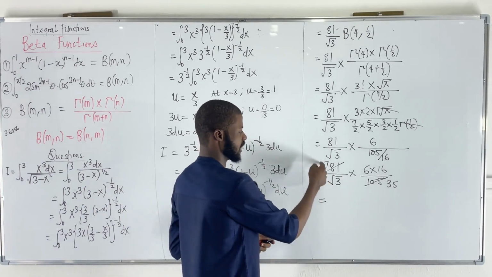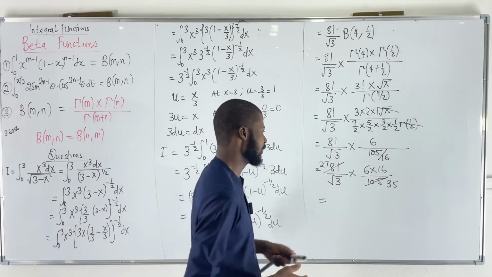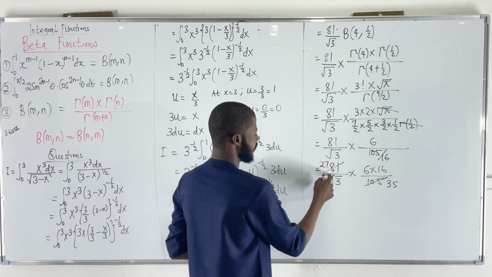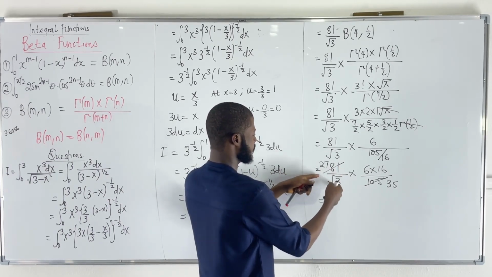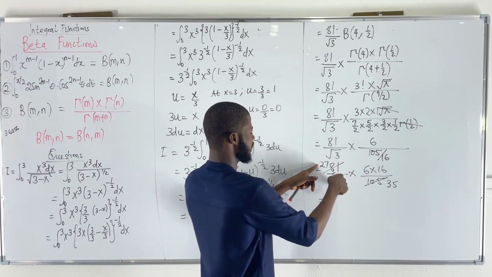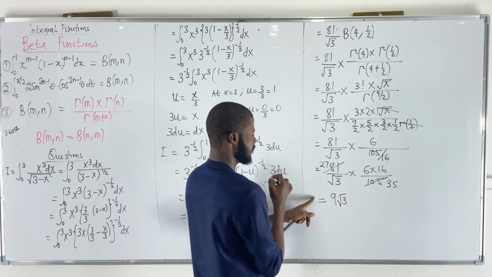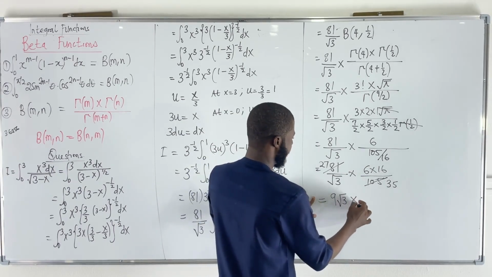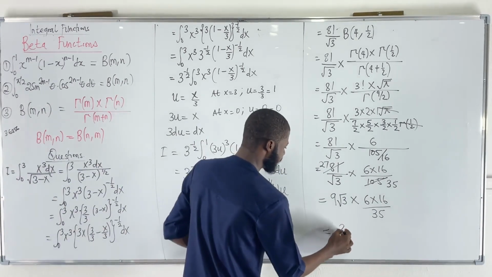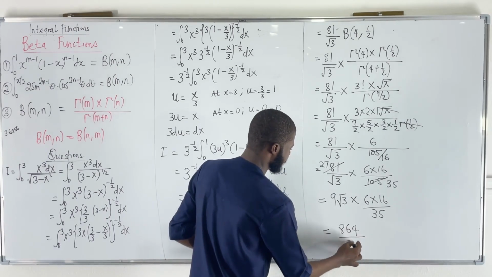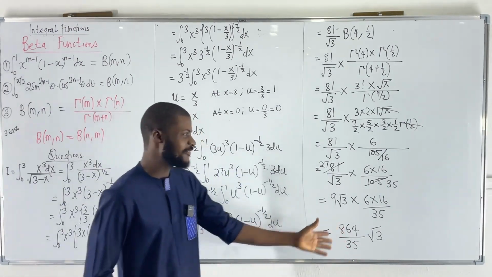Now, since I'm trying to rationalize, please remember, you can just use your calculator here. I'm even going to use the calculator to get everything. This 27 divided by root 3. If I rationalize this, the root 3 comes up. 27 over 3, that's 9. So this is 9 root 3. That's looking weird. Times 6 times 16 divided by 35. So this will give me 864 over 35 root 3. So this will just be the answer to the equation. And that's a very beautiful equation.